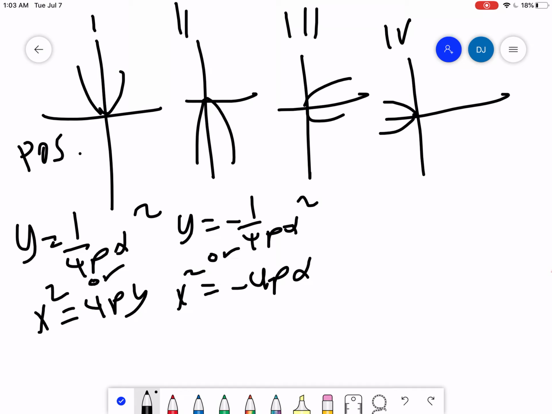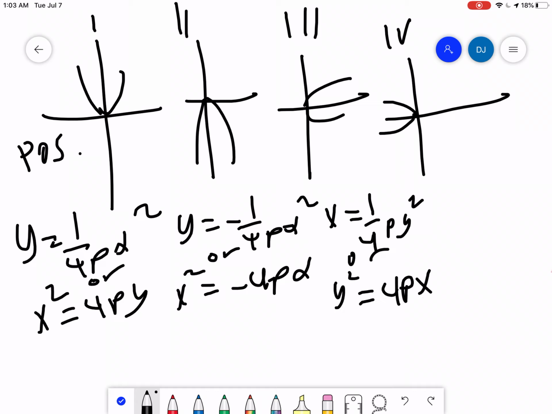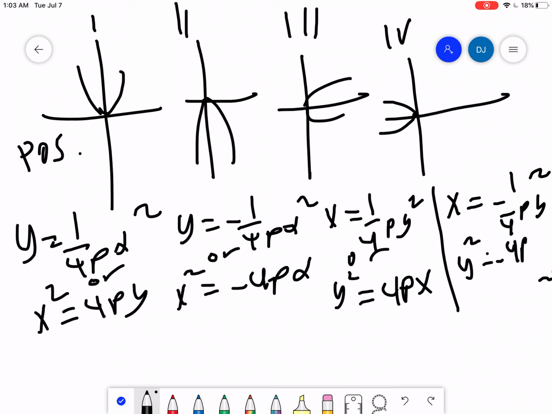And then for case 3, since it's symmetric along the x-axis and it faces to the right, we're going to use x is equal to positive 1 over 4p y squared, or y squared is equal to 4px. And then for case 4, since it's symmetric along the x-axis and it faces to the left, we're going to use x is equal to negative 1 over 4p y squared, or y squared is equal to negative 4px. And there you have it.